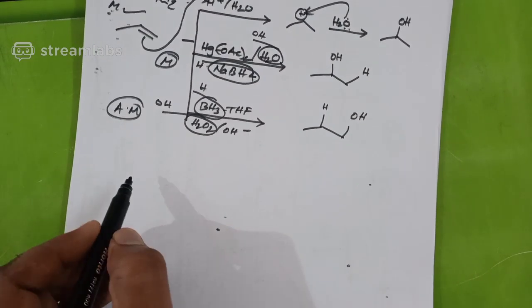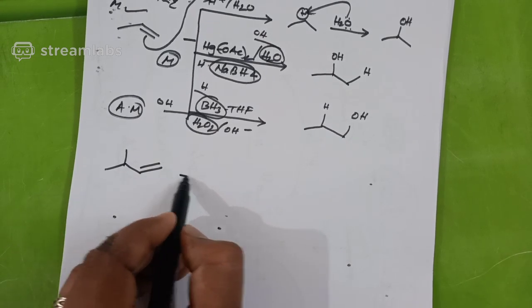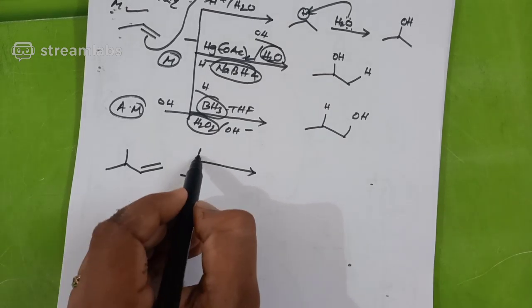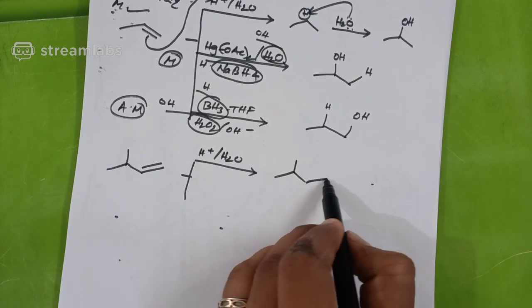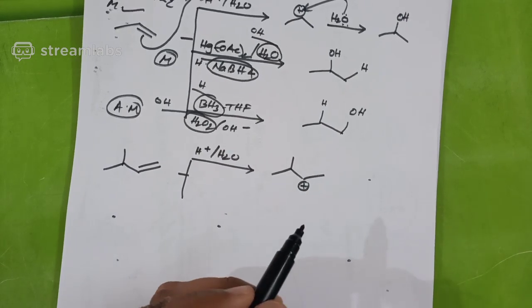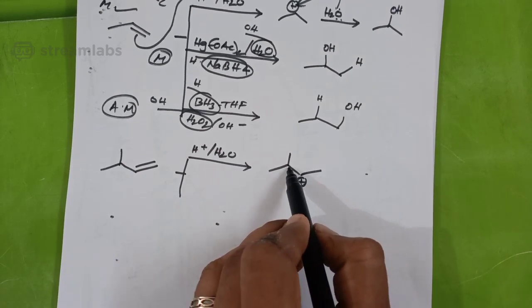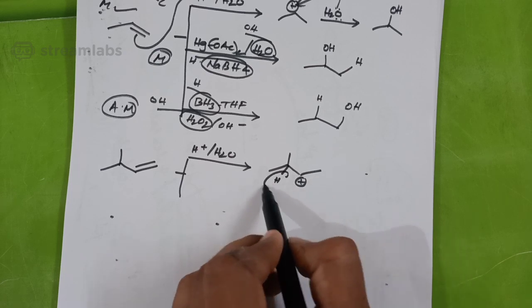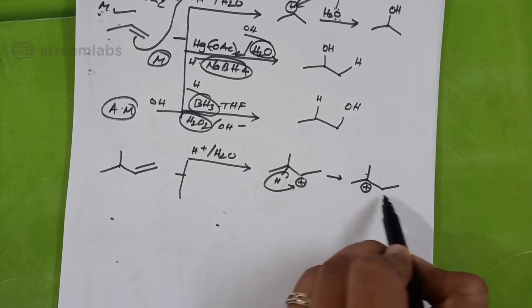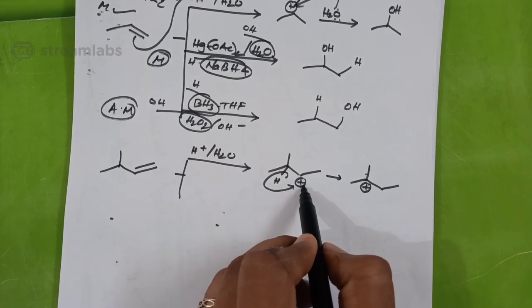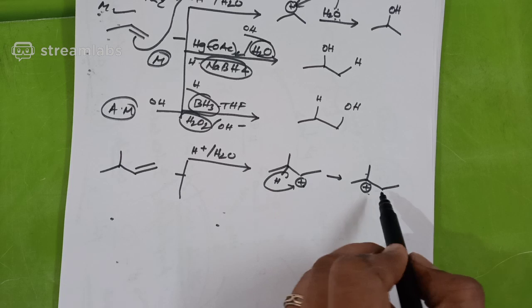I'll show you one more example, and you'll get more clarity about this concept. For example, if they give a simple question like this, and it is treated with H+ and H2O. See, first the pi electrons attack, and we get a positive charge here, because a secondary carbocation is more stable than primary. Whenever a secondary carbocation is formed, and there is a tertiary carbon next to it, rearrangement is possible. This hydrogen can migrate, giving the positive charge here, and the hydrogen shifts here. The secondary carbocation becomes tertiary, and the tertiary carbocation is more stable, hence the migration takes place easily.